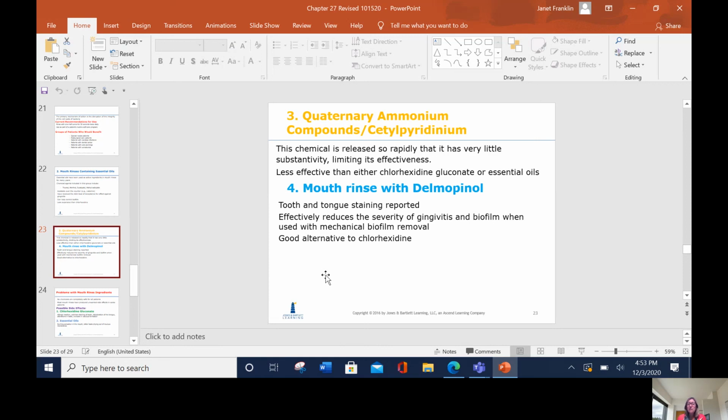And then mouth rinses with delmopinol. They cause tooth and tongue staining. Effectively, it reduces the severity of gingivitis and biofilm when used with mechanical biofilm removal. So all of these products are useful when you also combine them with good mechanical removal of biofilm. By themselves, they're not going to be quite that effective.